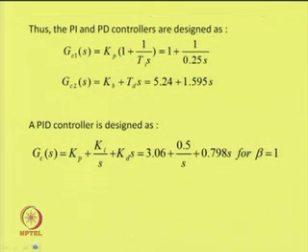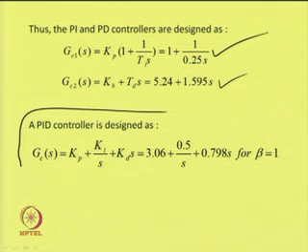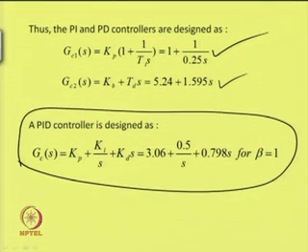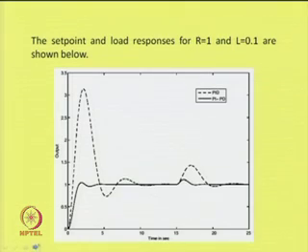Thus, the PI controller is of this form and the PD controller of this form. For comparison, we have also designed a PID controller for beta equal to 1. We can have the same beta parameter irrespective of any value of beta. It is possible to design a PID controller using standard form. Now, the comparison of results are given here.